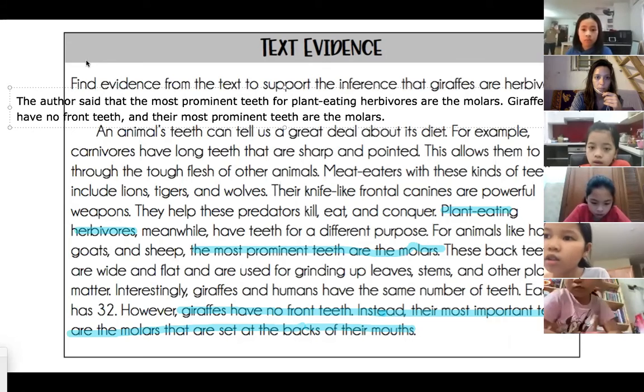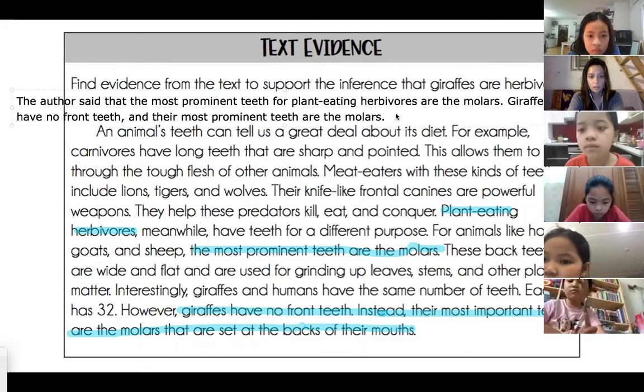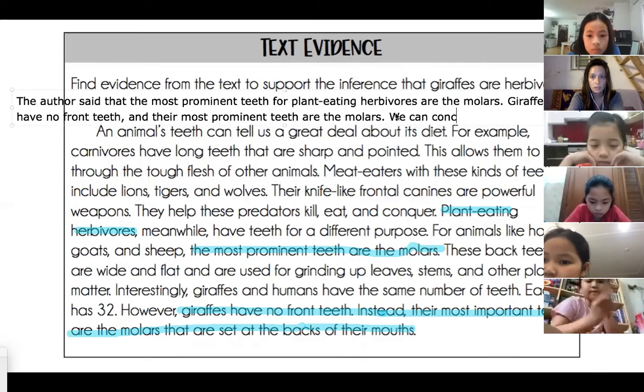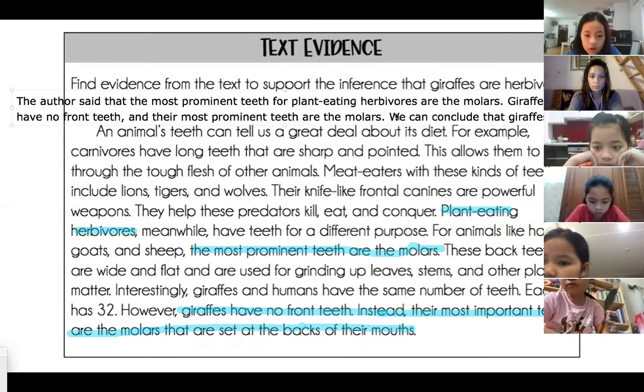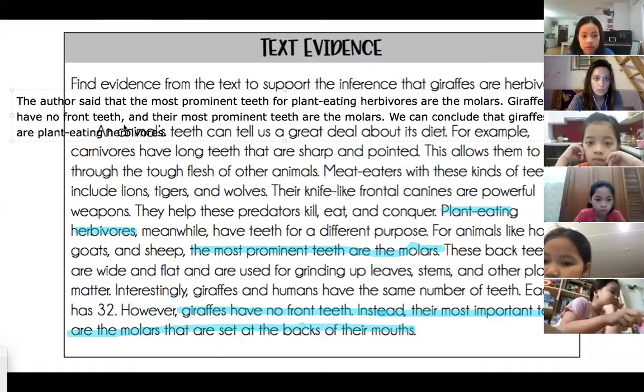All right, Mitzi, so what can we conclude by the end of this? We can conclude that giraffes are what? Giraffes are plant-eating herbivores because they have molar teeth. Okay, I don't think we need that because part, so we can just say the end here.